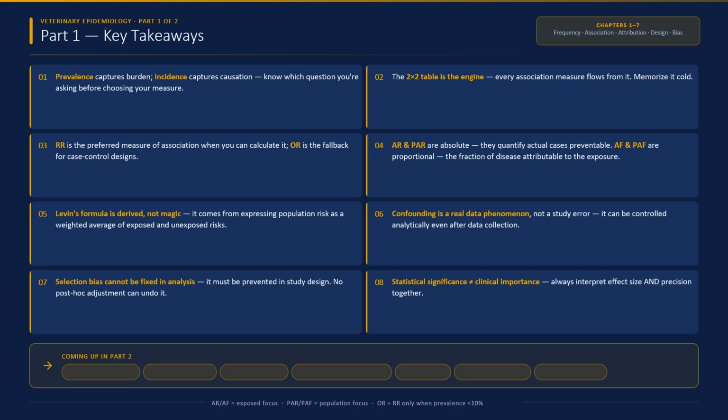6. Confounding is a real data phenomenon, not a study error, and it can be controlled analytically after data collection. 7. Selection bias cannot be fixed in analysis. It has to be prevented in design. No post hoc adjustment undoes it. 8. Statistical significance is not clinical importance. Always read effect size and precision together.